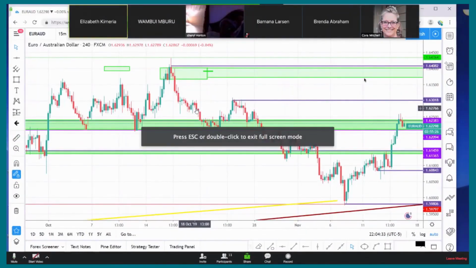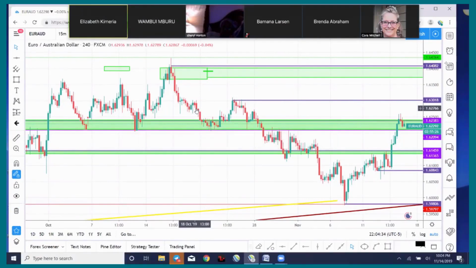Okay, there. So where were we? What were we doing? Okay, so she marked the support at the bottom. So if price goes back down, then she knows where it can go to. Can you measure the pips, Cheryl? I want to see how many pips are in between the top zone and the bottom zone.